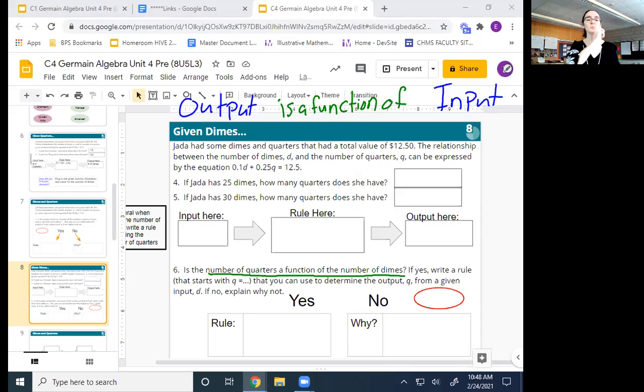What was our input? Julia, why are you thinking number of dimes was our input? I said number of dimes because we know the number of dimes we have. Very good. She said the input is the number of dimes because that's what we know, how many dimes we have. Awesome job, Luke, Haley, and Claire DeLune as well. Perfect.